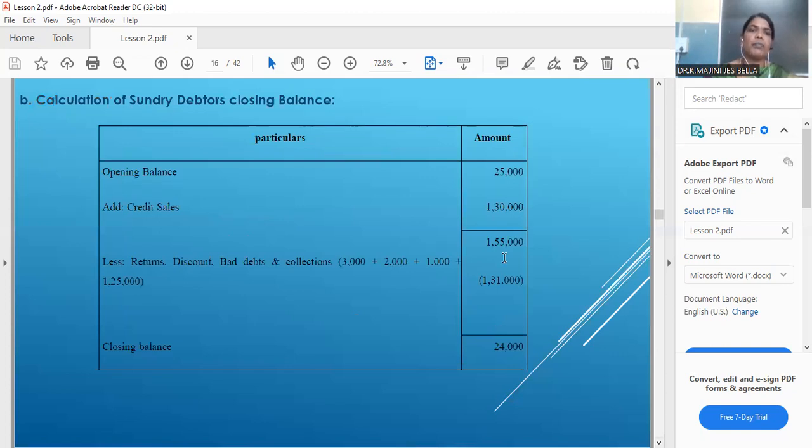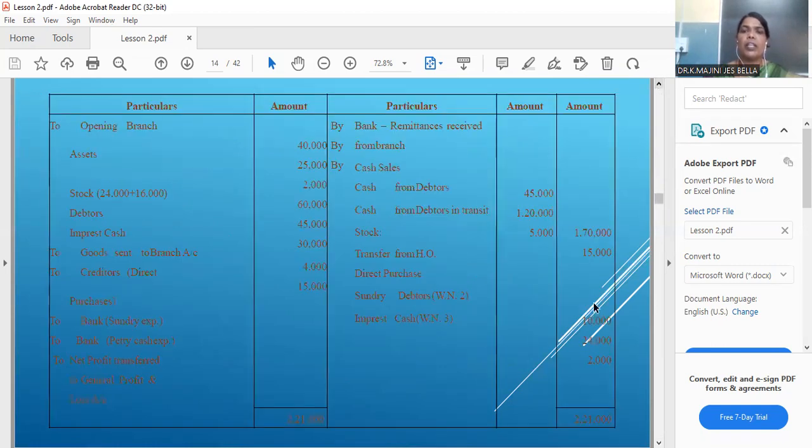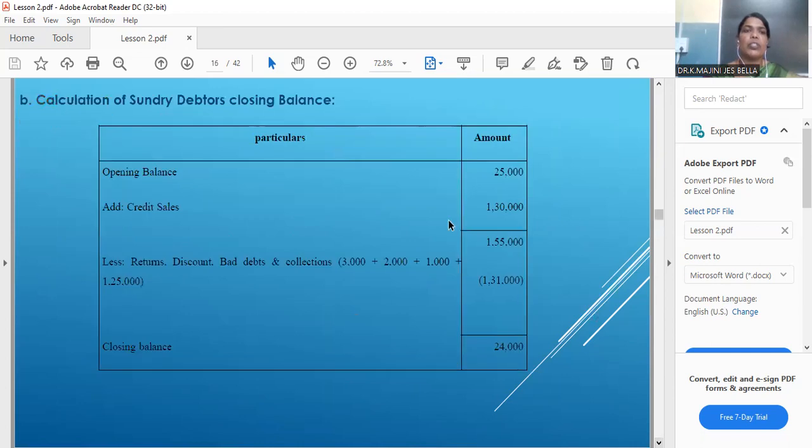Then calculation of sundry debtors, closing balance we should find out, right? Because we should write the closing balance here. That's what we should do this calculation. Opening balance how much? 25,000. Given in the question. Then credit sales how much? 1,30,000. That also is given in the question. Just to total it, 1,55,000, right? Then the items we have to subtract: the returns, discount, bad debts, collection. Everything we should subtract. When we are subtracting, we will get the closing balance of sundry debtors.